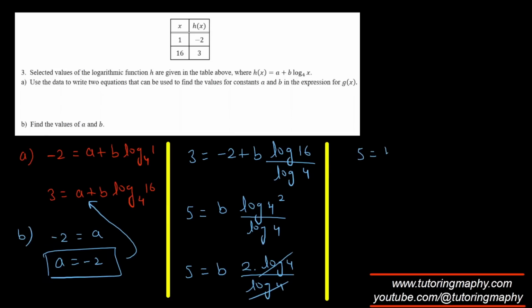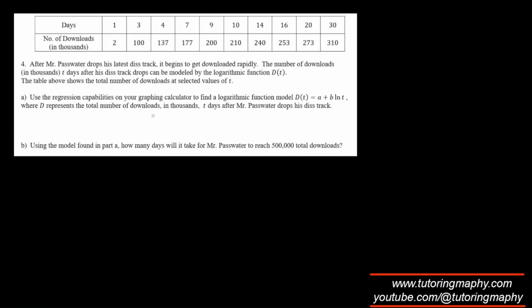So 5 is equal to b times 2, or if we flip the equation, 2b is equal to 5, which means that b is just 5 over 2. So we got the values of a and b both. All right. This is calculator active.